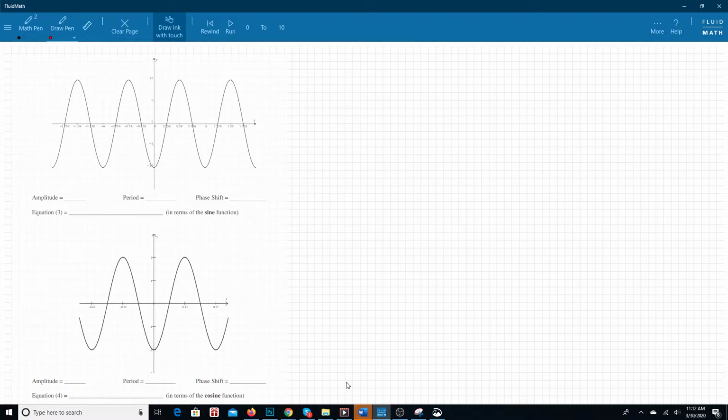All right, so we're going to be looking at questions 3 and 4. I did assign this, from week 27, sheet 2, I believe. Keep in mind the standard form equation for a cosine or sine curve is this again.